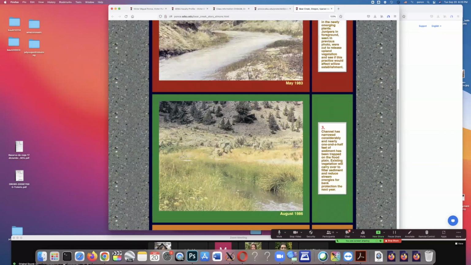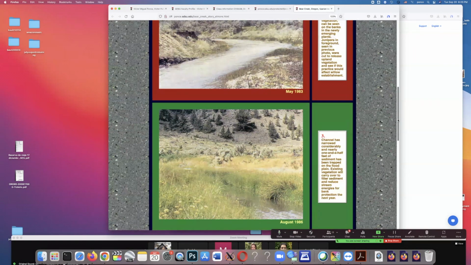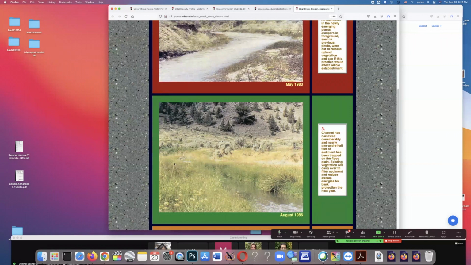Over here, number 3, the channel has narrowed considerably. Where's the channel? I don't see it anymore. It is there. You can see the little amount of water in here. Nearly 1.5 feet of sediment has already been trapped on the floodplain over here.